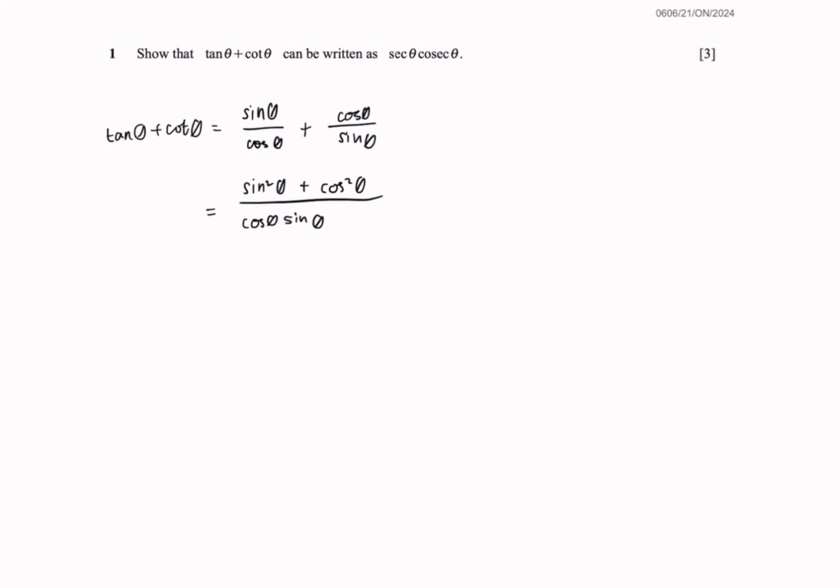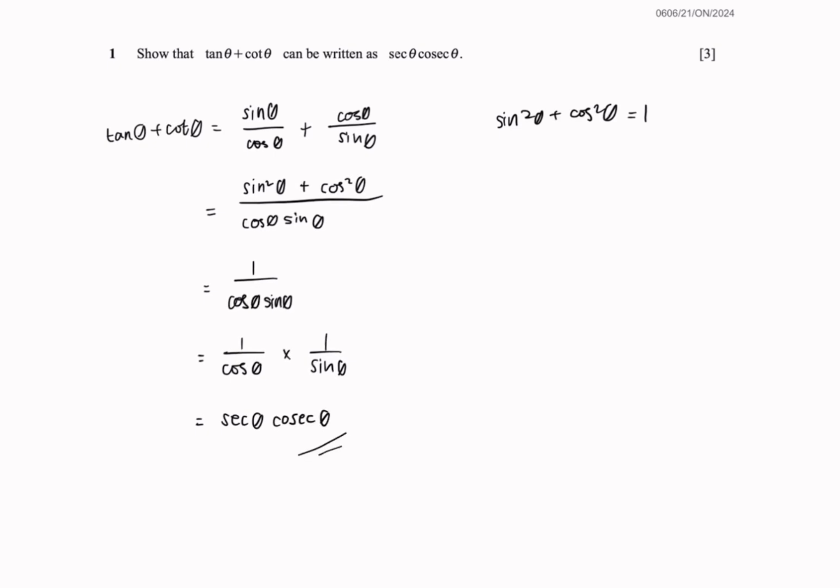Okay, so you know from this identity that you can change the numerator into 1. So you get this. And this is actually just 1 over cos theta times 1 over sine theta. And 1 over cos theta is secant theta, and 1 over sine theta is cosecant theta. So this is the question proven.